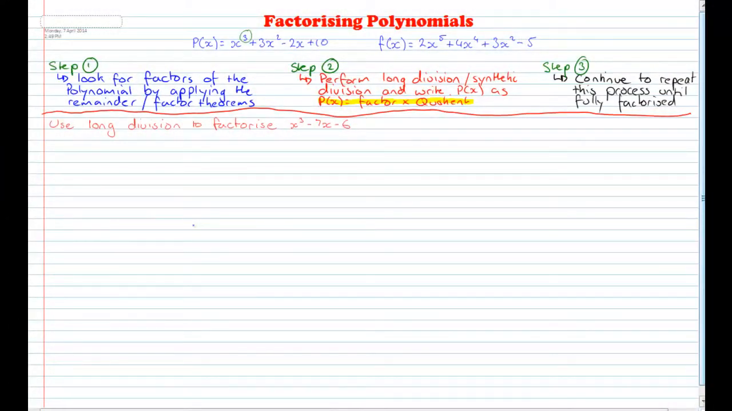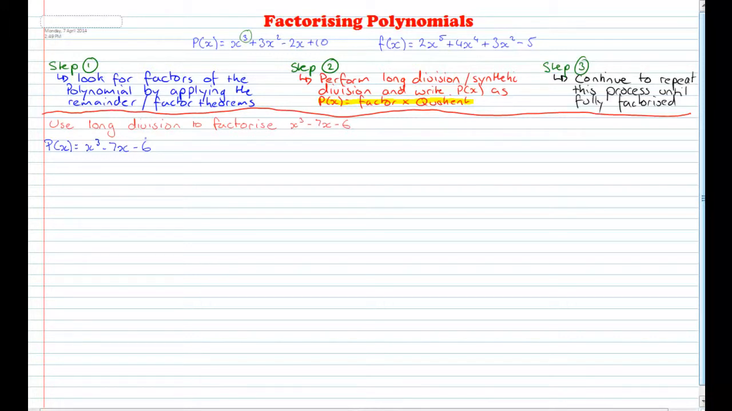The following question says use long division to factorise x cubed minus 7x minus 6. We're going to give this a name, p of x, so we'll write p of x is equal to x cubed minus 7x minus 6. Now we want to factorise this, so the very first thing we need to do is try and find a factor of it.